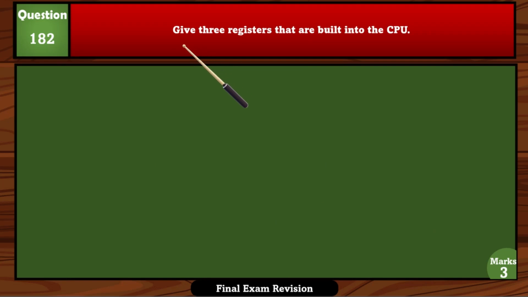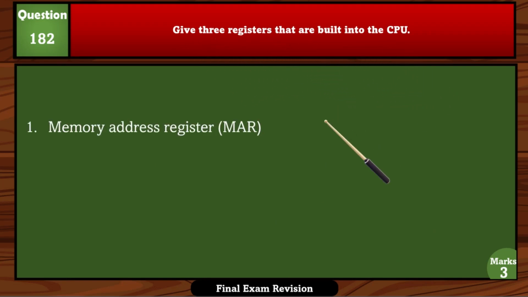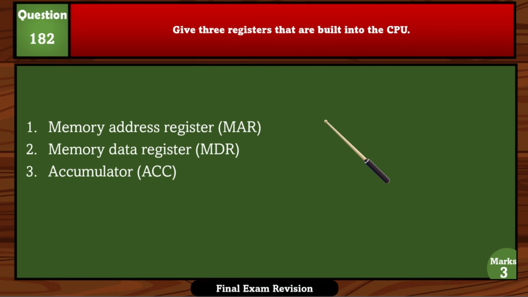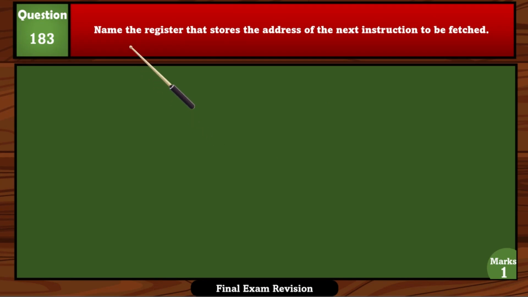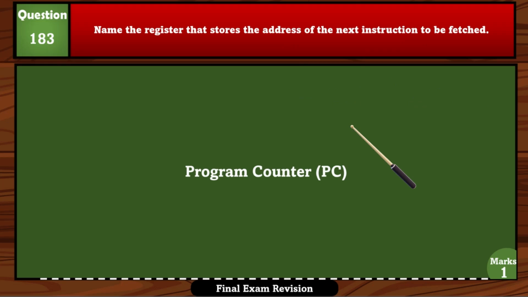Question 182, give three registers that are built into the CPU. So we have MAR or memory address register. We have MDR or memory data register. Then we have ACC or accumulator register. Then you have PC or program counter register. And then last we have CIR or current instruction register. Question 183, name the register that stores the address of the next instruction to be fetched. So that is the PC or program counter register.